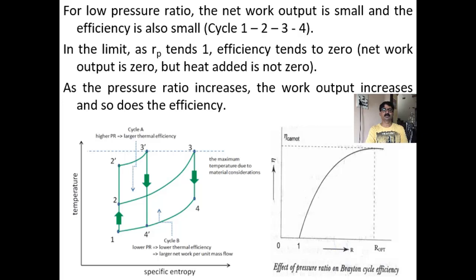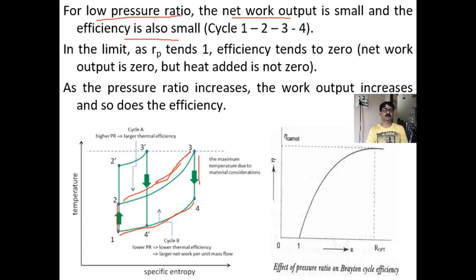Now here you can see the TS diagram. You can see 1, 2, 3, 4 is a simple Brayton cycle, right? Like this. Okay, I'm not overwriting over that. So for low pressure ratio, the net work output is small and the cycle efficiency is small.